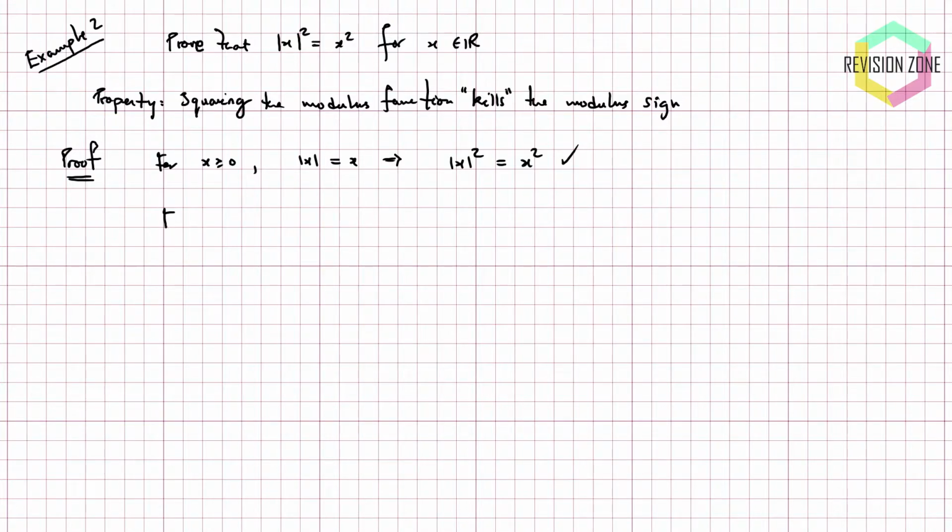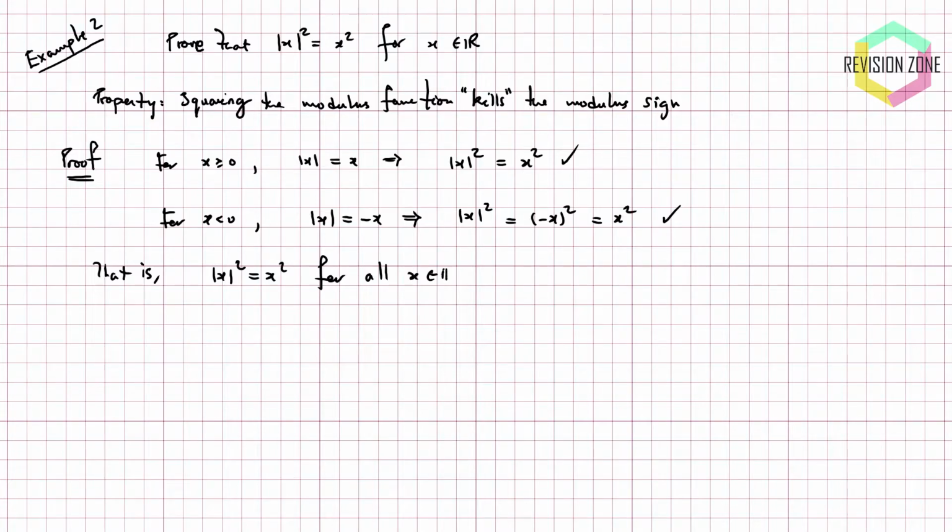And then for x less than 0, the modulus of x function is going to give me negative x, right? And again, if I square this, then I'm just going to get negative x squared, which is the same thing as x squared. So again, we've proven that. So that is, modulus of x squared is equal to x squared for all x being real numbers.